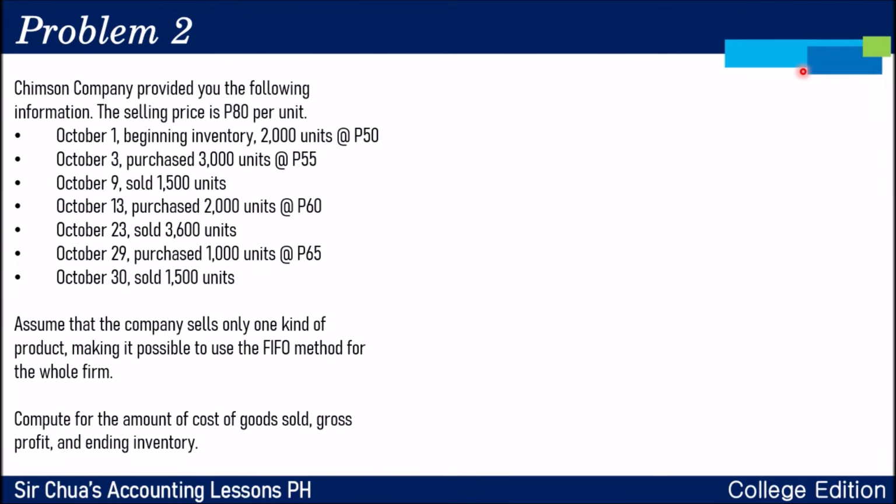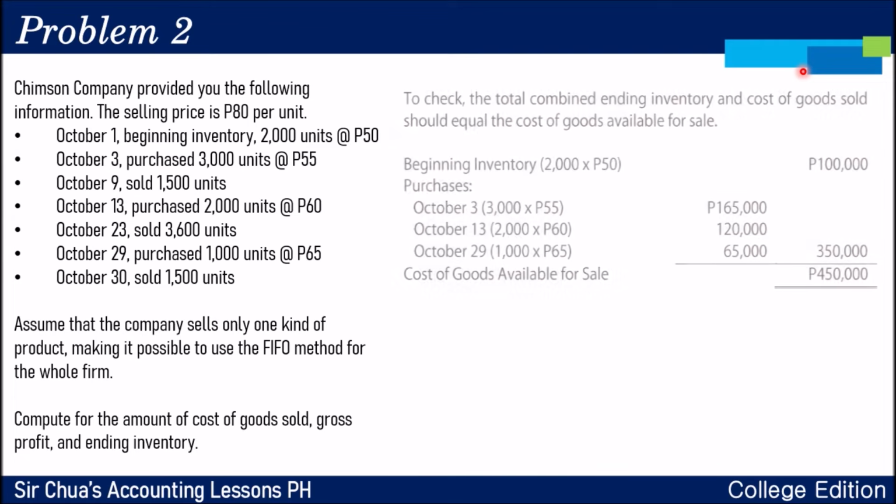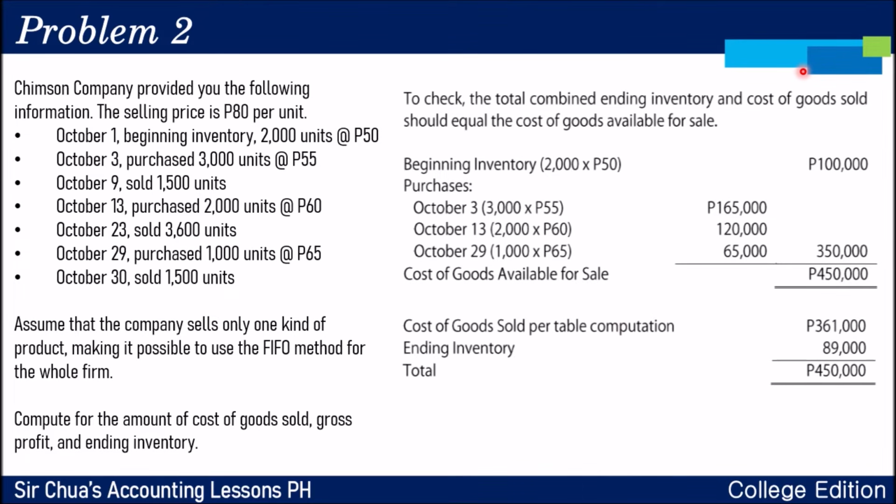Kasi perpetual po yan eh. Pag periodic, nakabase tayo sa physical count, di ba? So, ito pa pala. Okay. So, to check, balik muna tayo dito sa perpetual. So, to check po yung technique natin kanina, dapat po mag-i-equal si cost of goods available for sale dun sa total ni cost of goods sold tsaka ni ending inventory. So, ganun din po. Beginning inventory natin is 100,000.